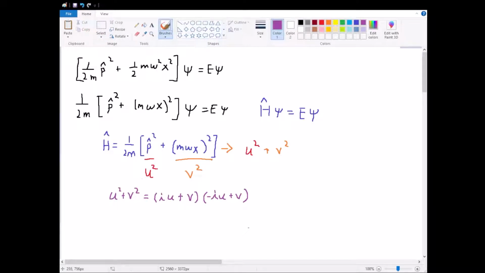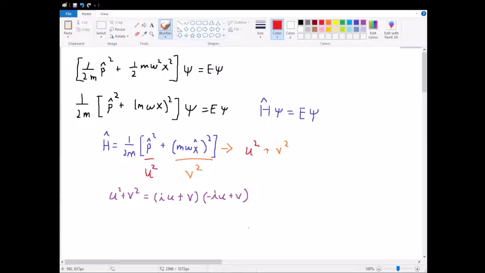Now, the problem with doing this analogy is that here we have operators. We have p hat and we have x, and x itself is an operator. So I suppose we can also write this as just p hat plus m omega x hat squared. So what we have here is that instead of u and v being just arbitrary numerical variables, we have them instead being operators.